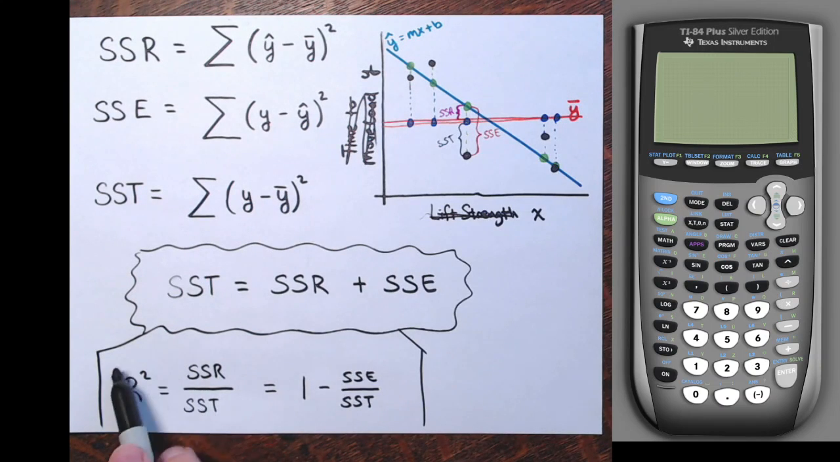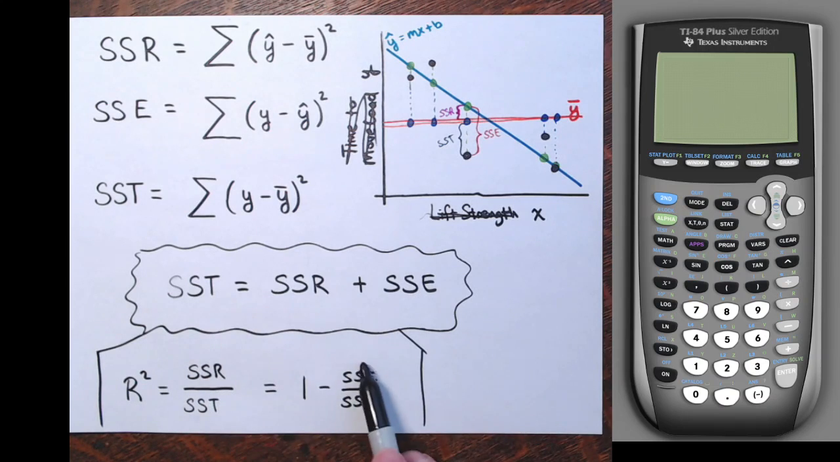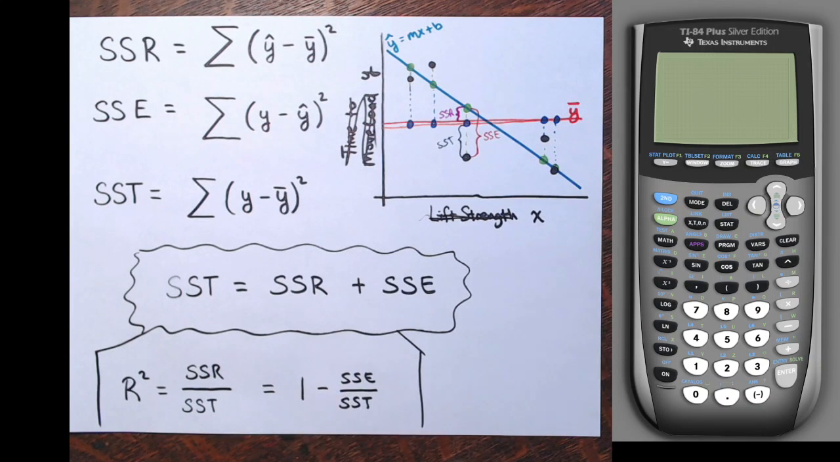But the thing we're looking for, this coefficient of determination, R squared, is the proportion of SSR to SST. You take SSR divided by SST. Or if you replace SSR with SST minus SSE, you get this formula, 1 minus SSE over SST. And this is the information they gave us. They gave us SSE and SST, so I'll use this formula to calculate R squared. So that's the quick way to do these.